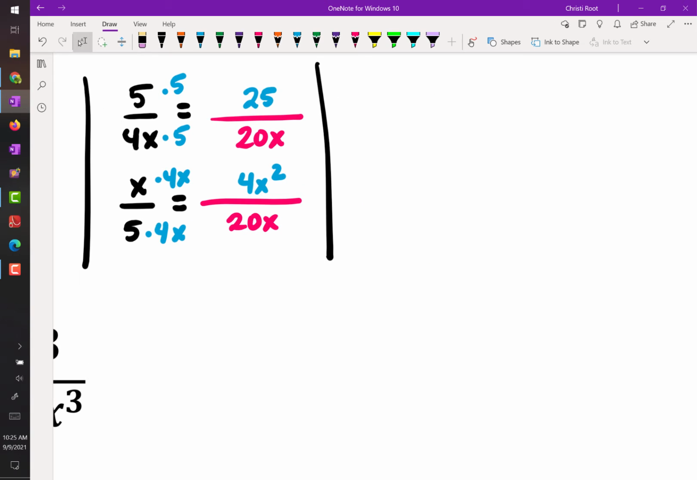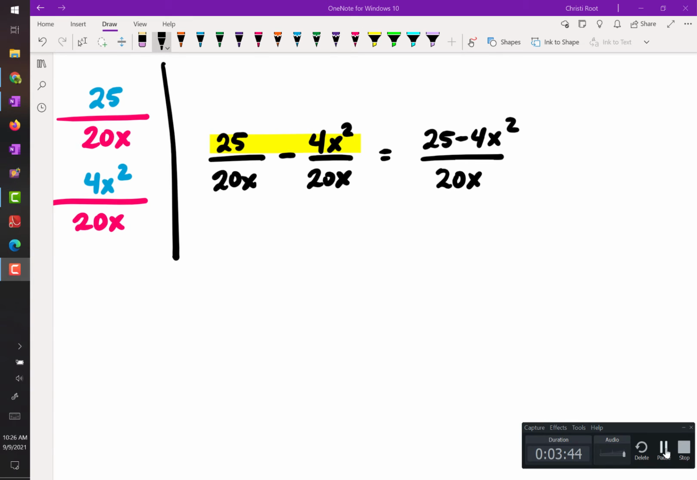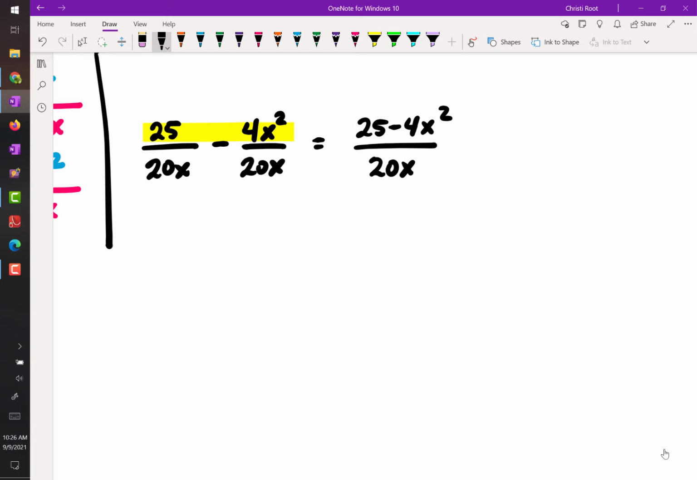Now I'm going to rewrite the problem. So this is a subtraction problem. So I'm going to do 25 over 20x minus 4x squared over 20x. Now that looks much better. So as long as I have a common denominator, I'm going to go ahead and add or subtract across the top only. So I'm going to put 25 minus 4x squared over 20x. Now, your very last step is that you've got to figure out if you can possibly factor the top. And you know what? I recognize the top as a difference of squares. Do you see it?